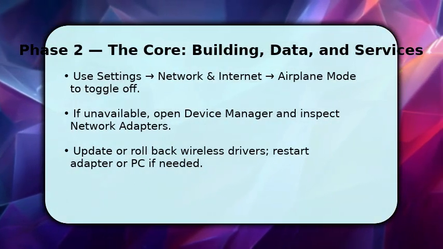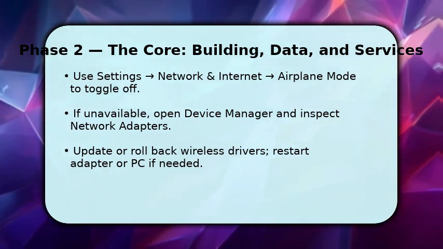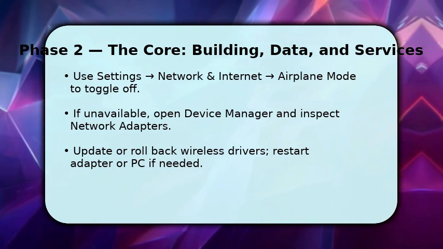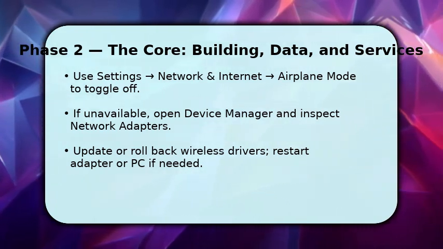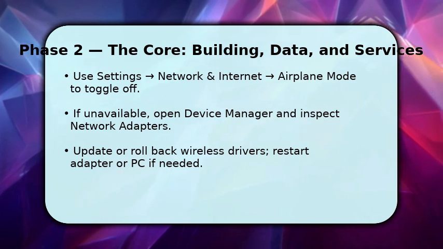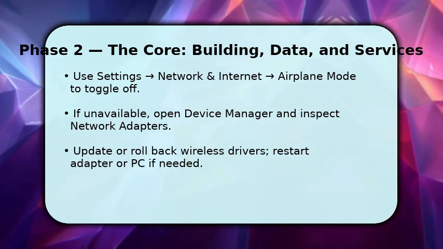Go to Settings, Network, and Internet, then Airplane Mode and switch it off. That typically restores radios. If that control is missing or grayed out, make sure you check Device Manager. Look under Network Adapters for disabled devices. Once found, enable the adapter or right-click to update drivers.